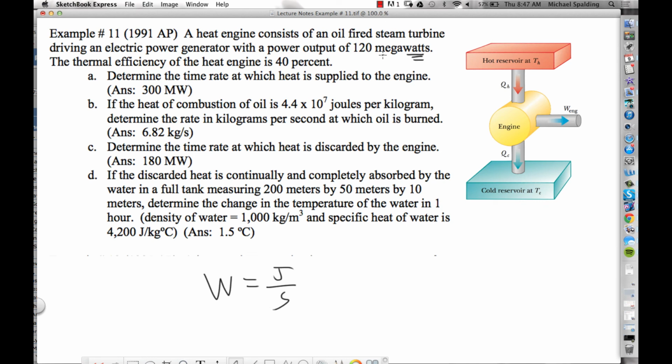What is mega? Mega is 10 to the 6. It's a million. So we have 120 megawatts. That's the power output. So look, the diagram for our heat engine.